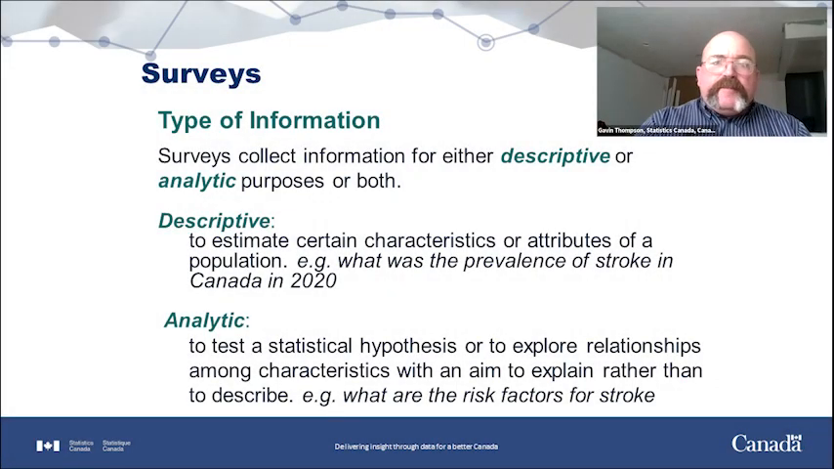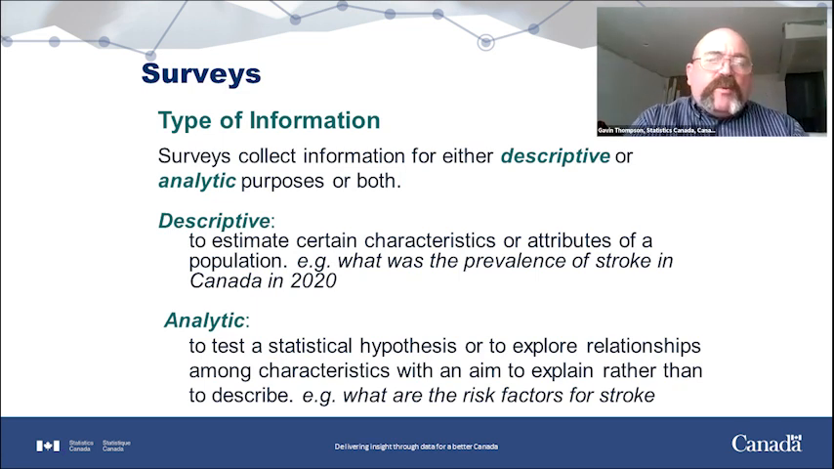All right. So there are at least two different types of information. I find that in a lot of my presentations, I dichotomize, I split things into two. So two different ways to look at information: you can have descriptive statistics, which is just explaining what happens. The example I have here is, what is the prevalence of stroke in Canada in 2020? And I would say that nearly all of the statistics that Statistics Canada publishes can be described as descriptive.